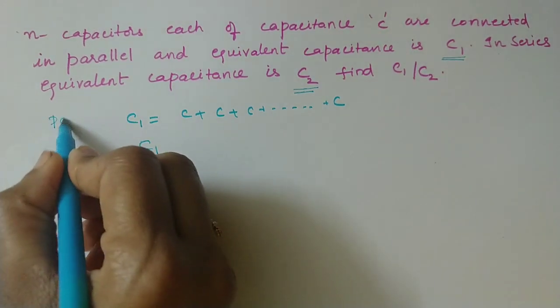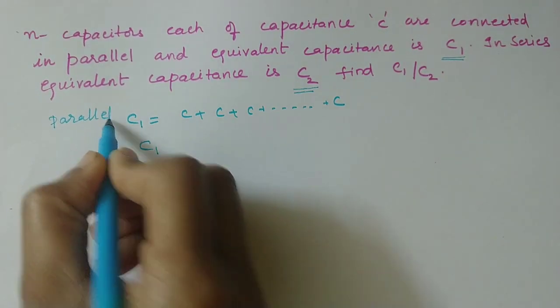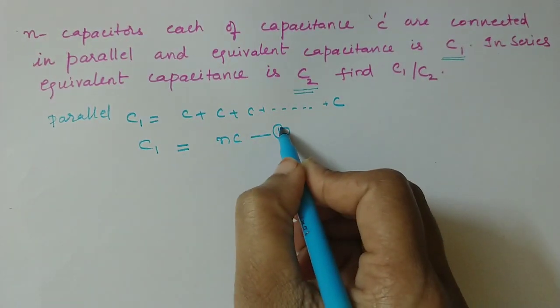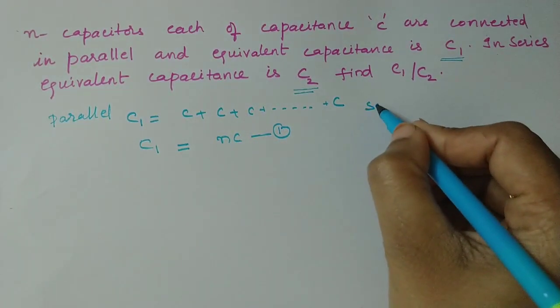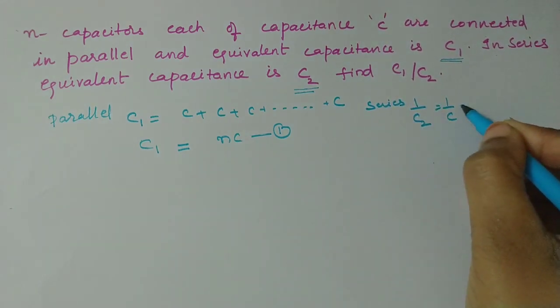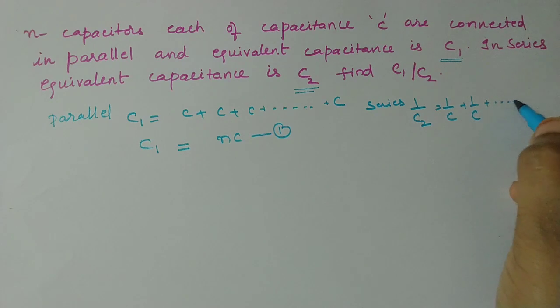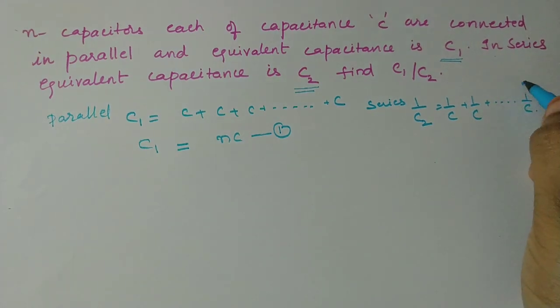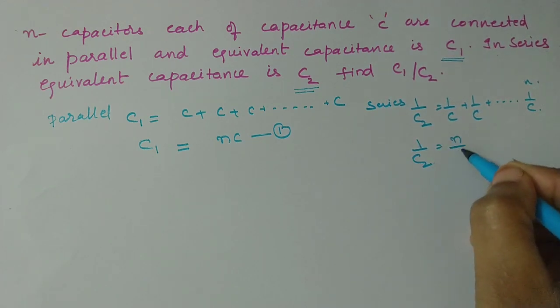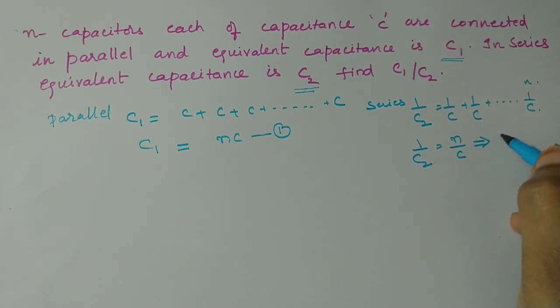For parallel combination, the equivalent capacitance would be n times C. Call this equation 1. Whereas for series combination, 1 by C2 will be 1 by C plus 1 by C and so on up to n terms. n number of such terms, so 1 by C2 is equal to n divided by C, which implies C2 is equal to C divided by n. Call this equation 2.